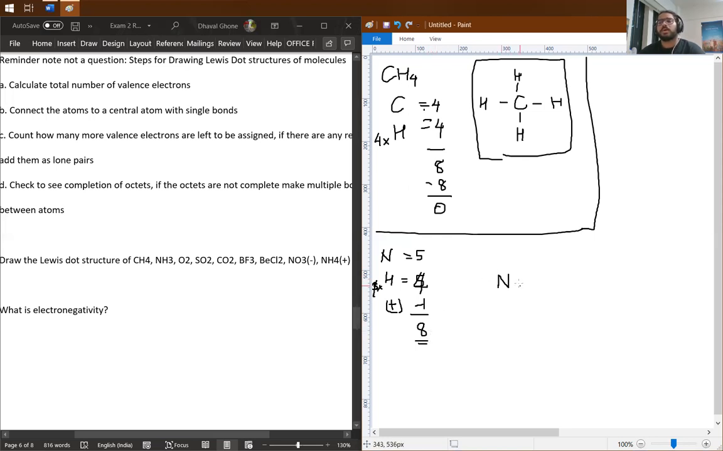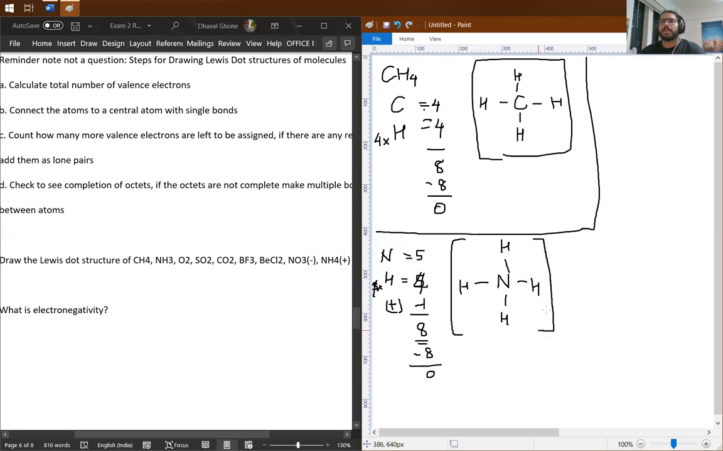I'm going to draw single bonds connecting to a central atom. That's step 2. Step 3 is count how many more valence electrons are left to be assigned, and then assign them as lone pairs. I have 4 single bonds. Every bond is 2 electrons. 4 times 2 is 8. So I have used all 8 of them, and so there's none to be assigned. And that's my final structure.